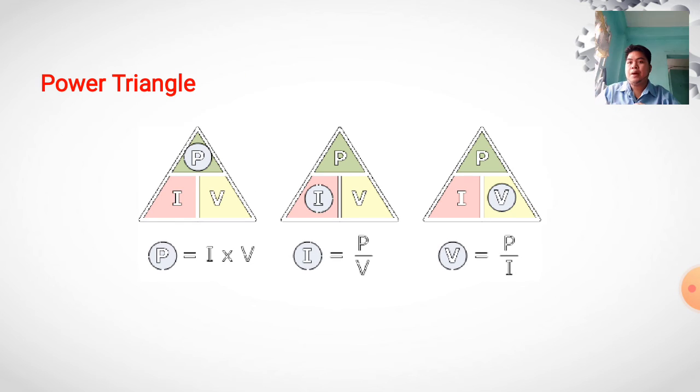Now, we have this power triangle, wherein we can easily identify the formula we're going to use. If, for example, power is the unknown, you just need to multiply the current and the voltage. If the current is the unknown, just divide power by voltage. And if voltage is the unknown, just divide power by current. So that is the power triangle. We also have this kind of triangle for calculating Ohm's law problems.